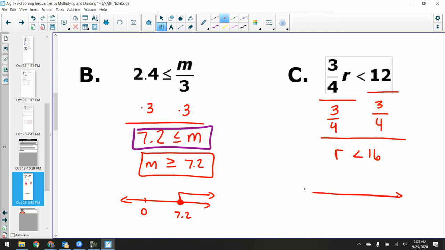Now, here's 0 and here's 16. Is it an open or closed circle? Open circle, going to the left.